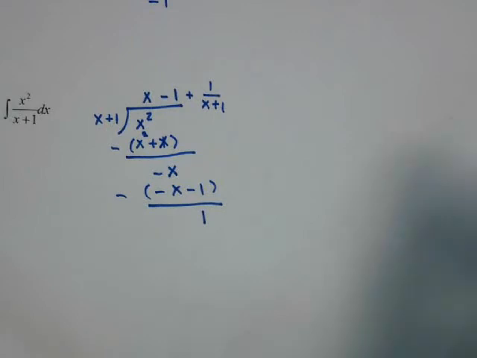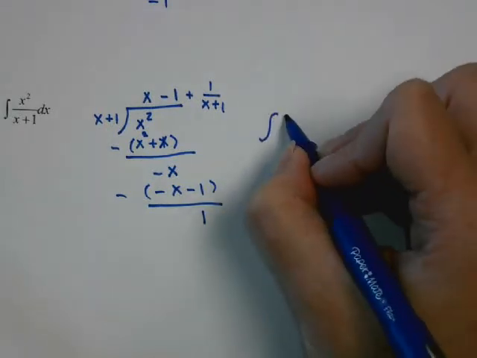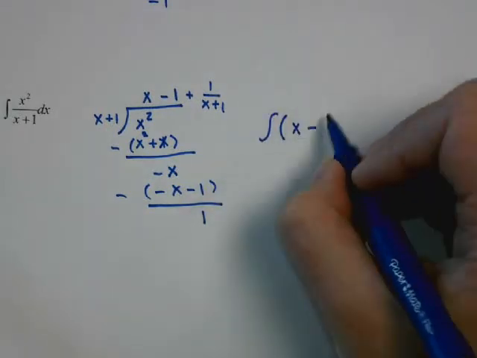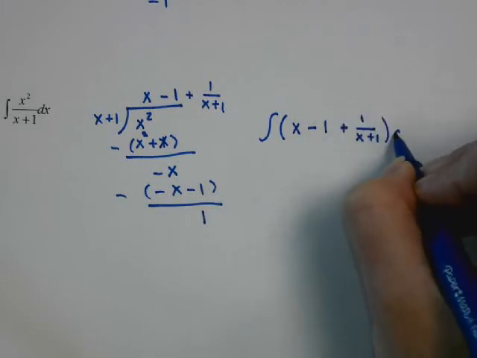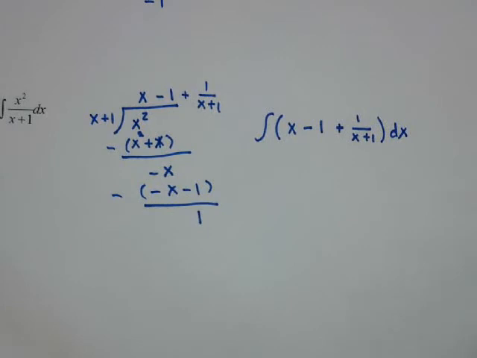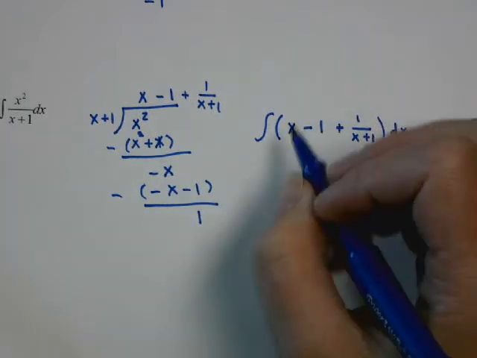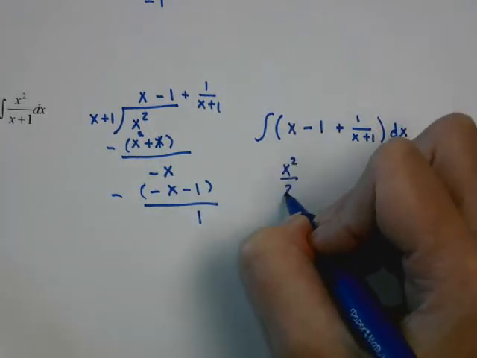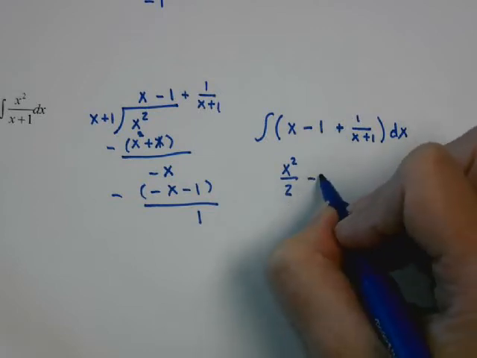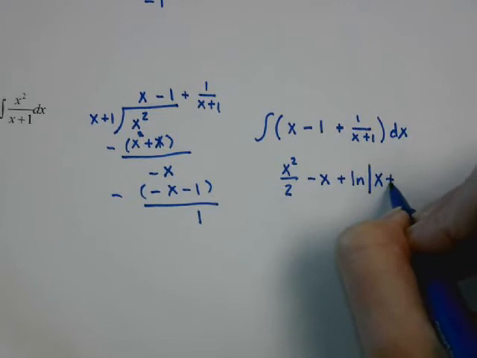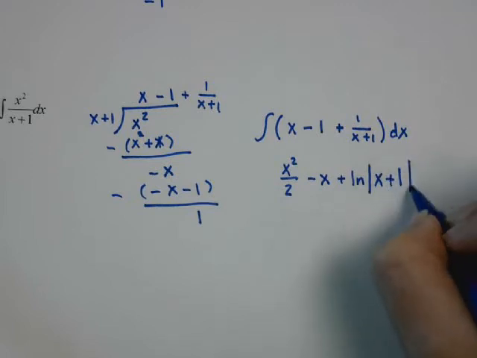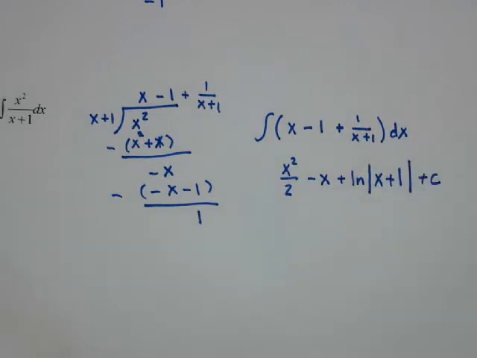So my new integral is x minus 1 plus 1 over x plus 1. So I'll just do this straight down. The integral of x is x squared over 2. Integral of 1 is x. And this is going to be the natural log of x plus 1, plus c.